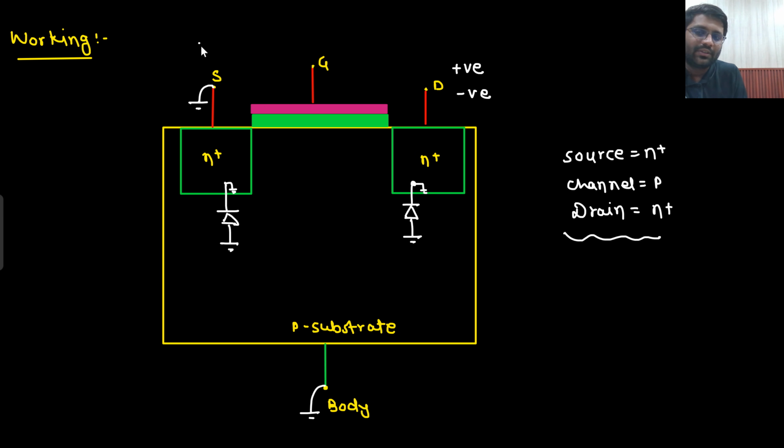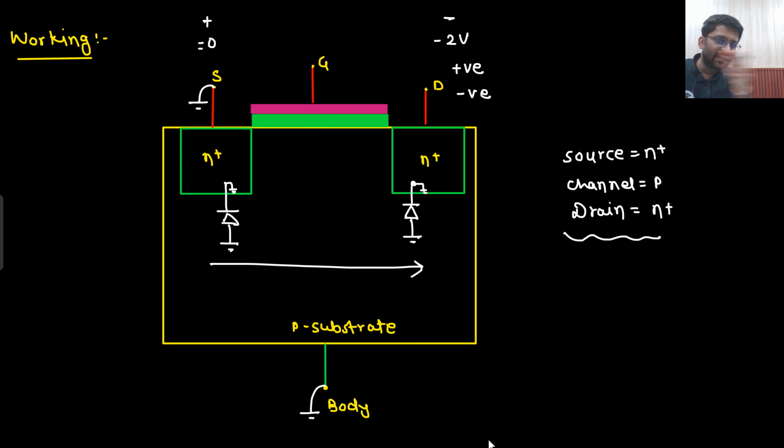This source will be at 0. At the drain you are applying negative potential, let's say minus 2 volt. That means you are setting up the electric field in this direction, since 0 is more positive than minus 2 volt. If the electric field is set up in this direction, then where will the electrons travel? Electrons will travel in this direction. But what do you want? You want electrons to come out of the source. Say yes or no?